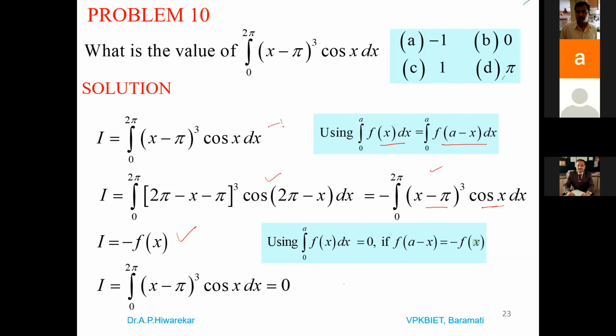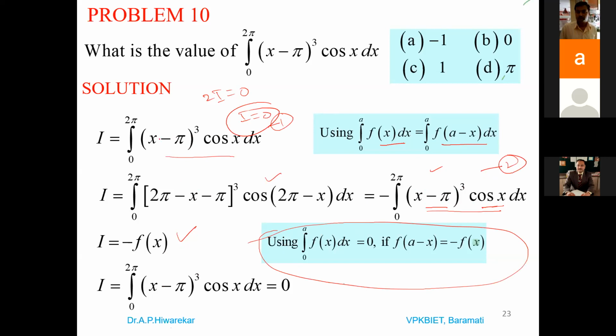Otherwise, you can add this. This is equation number 1 and this is equation number 2. I plus I, because this one has a positive sign and this one has a negative sign, so you are getting 2I as 0. So obviously I is 0. It is not required to apply this formula, because you are getting the value of I as given, and if you apply this formula, you get minus of the same value. So 2I is 0, so I is 0. So the answer is B.